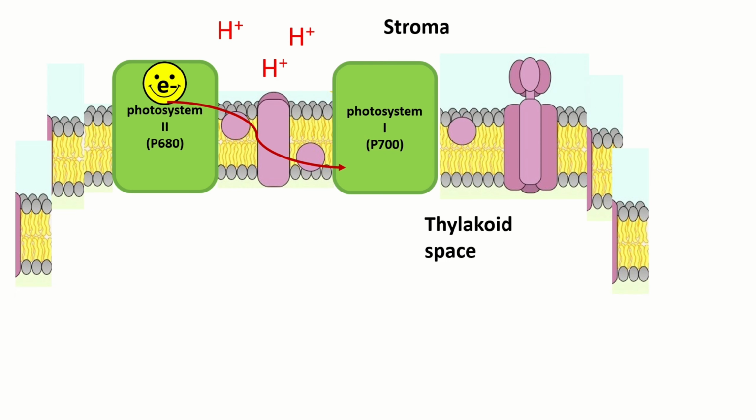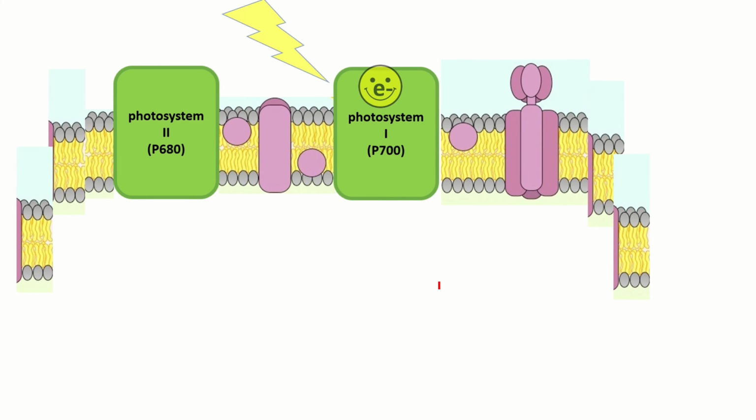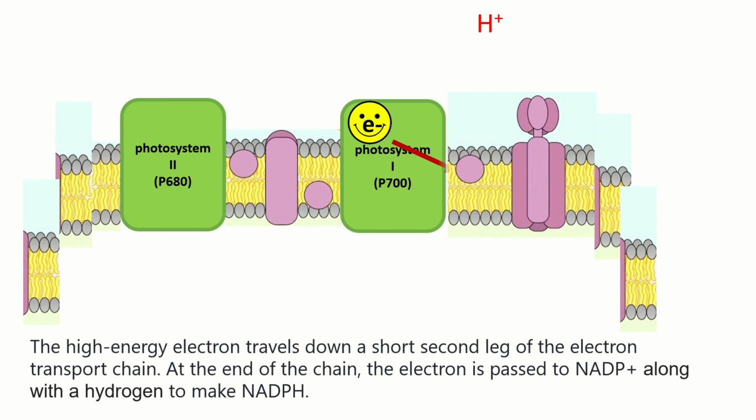Now, we have mentioned earlier that the electrons from photosystem 2, once excited, will travel through the electron transport chain to the photosystem 1. As they reach the photosystem 1, they have to be energized. So the photosystem 1 will absorb light energy to excite the electrons. So the high energy electron travels down a short second leg of the electron transport chain. Then at the end of the chain, the electron is passed to NADP along with the hydrogen to make NADPH.